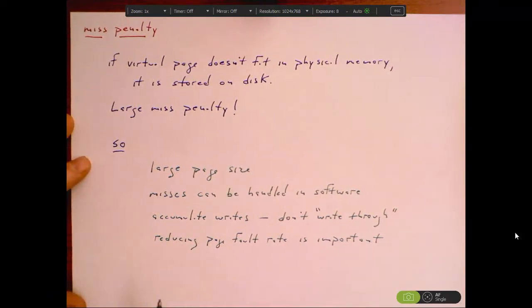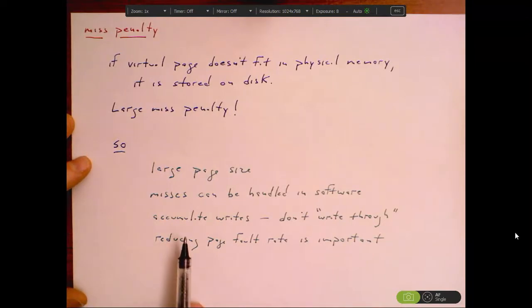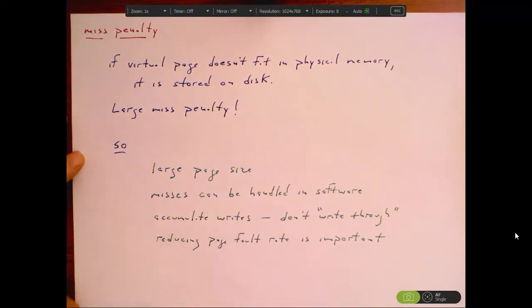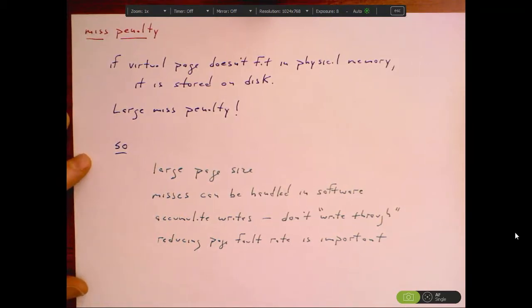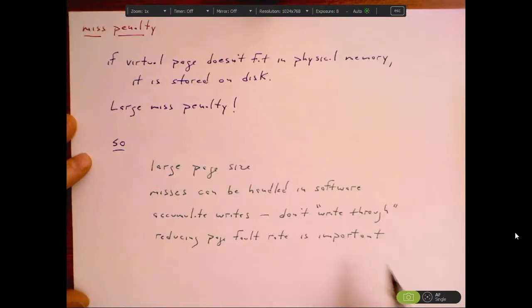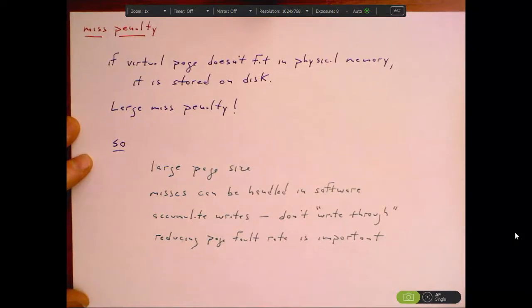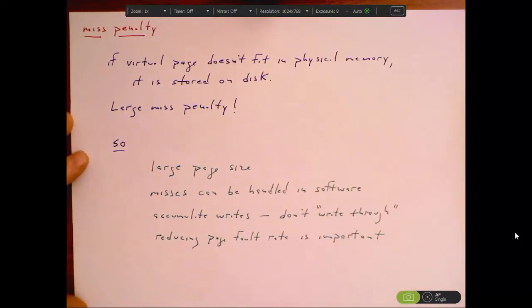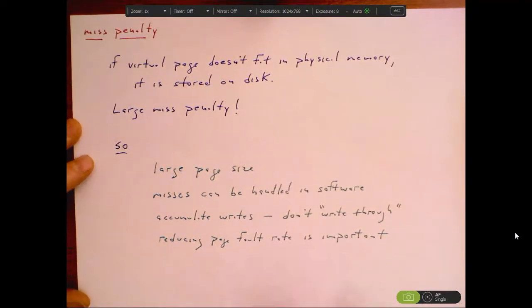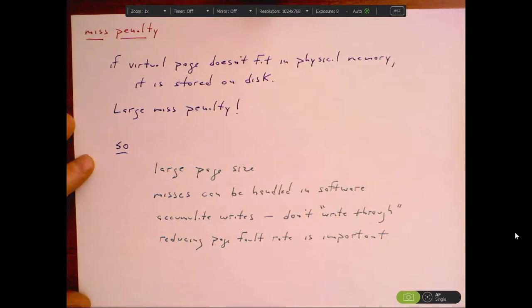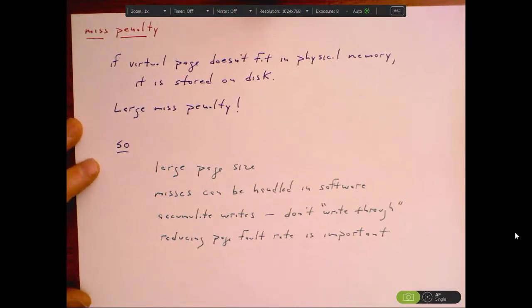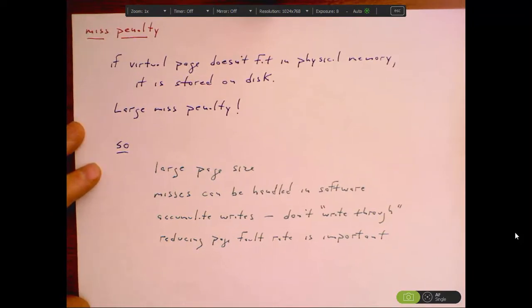Also, because writing to disk is very, very slow, we're going to accumulate writes in memory and only send them to disk when necessary. When we talk about caches, we're talking about write-through caches, and we won't want to do that. We're not going to both update memory and write to the disk. Instead, we're going to accumulate the writes in memory and only write them back when necessary. And because the miss penalty is so large, reducing page fault rate is really important. So those are all things that come about because the disk is slow.